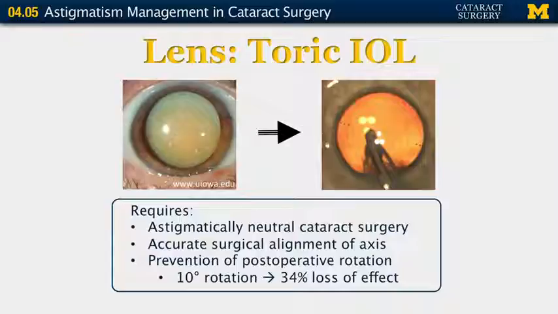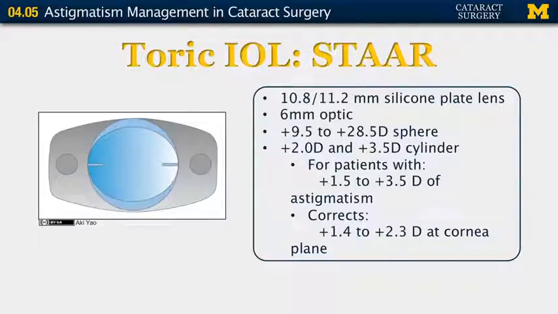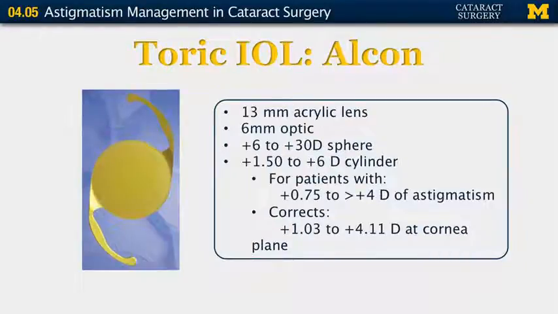There can be postoperative rotation of these lenses, and even as little as a 10-degree rotation can lead to a 1/3 loss of effect of the astigmatism correction of these toric lenses. There are currently 2 different companies that have FDA-approved toric intraocular lenses in the United States. One is the STAR lens, and the other is the Alcon lens. Both of these lenses have the specifications listed here and can be used for patients with certain amounts of astigmatism to correct them at the time of surgery.